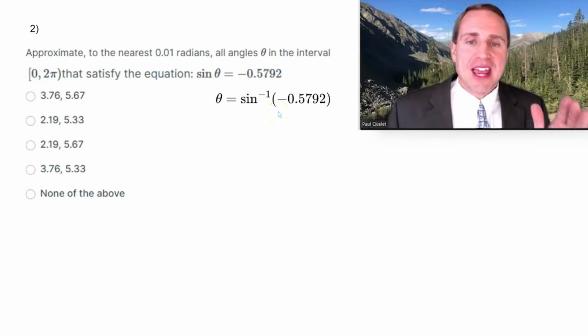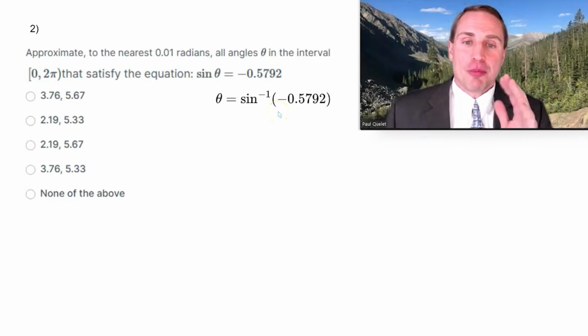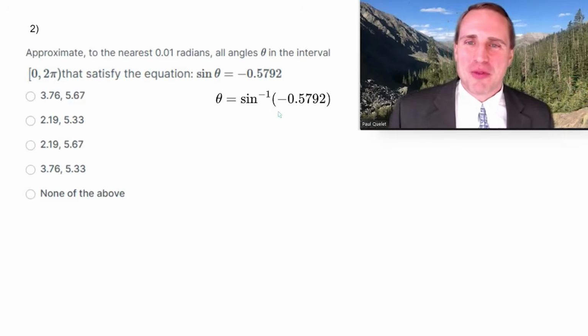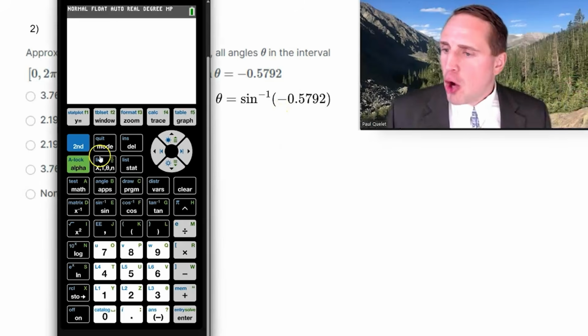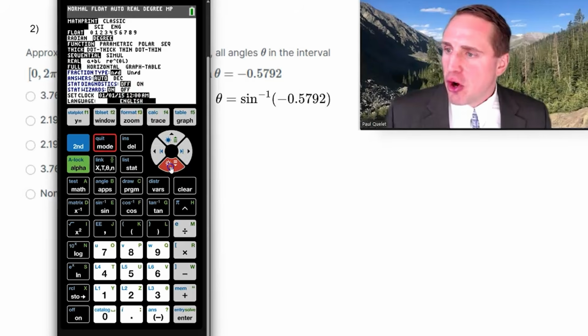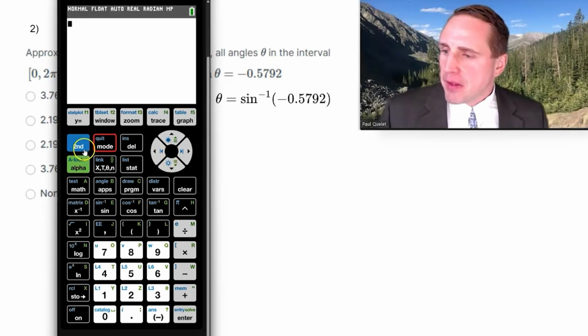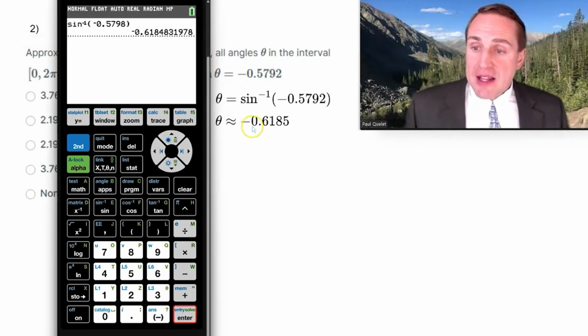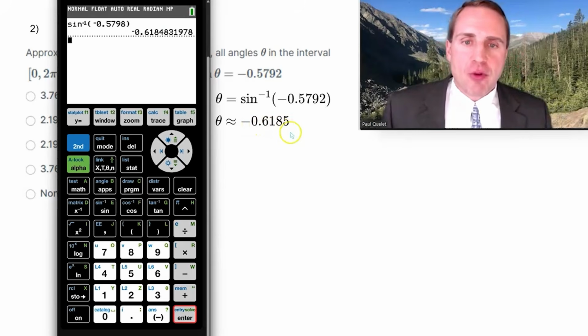So let's perform the calculation on the calculator. Also, on this exam, you're going to have to switch your calculator between degree and radian mode several times. So we're going to make sure we're in radian mode. Okay, so switching the calculator here over to radian mode, let's go ahead and do this calculation. Let's go second sine, that's inverse sine, of negative 0.5792. Okay, so theta is about negative 0.6185 radians.